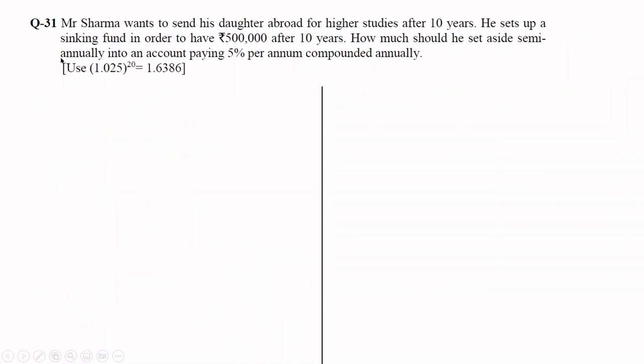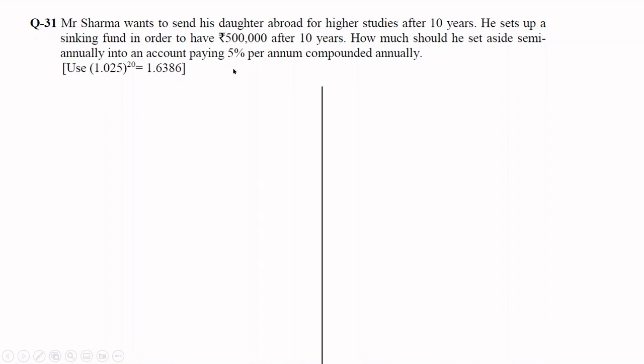Moving on to the next question. Mr. Sharma wants to send his daughter abroad for higher studies after 10 years. He sets up a sinking fund in order to have rupees 5 lakhs after 10 years. How much he should set aside semi-annually into an account paying 5% per annum, compounded annually? Here we can use the value of 1.025 whole raised to 20 as 1.6386.